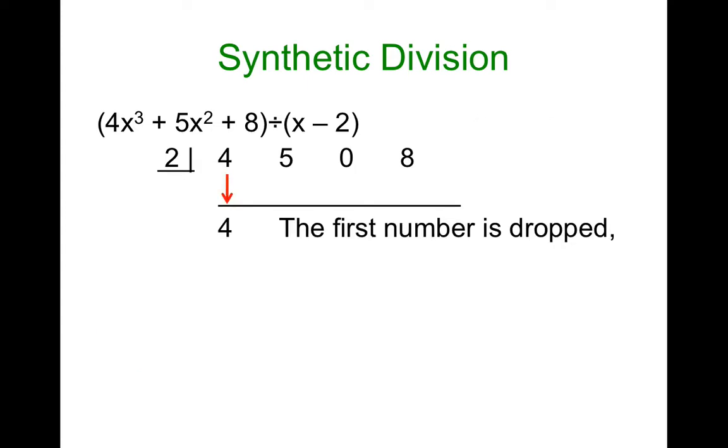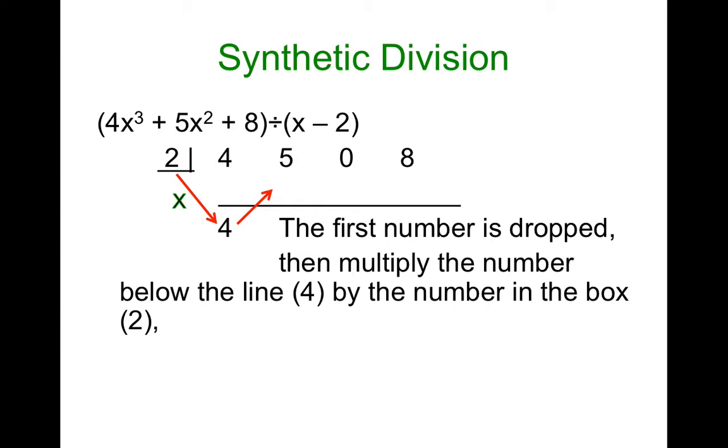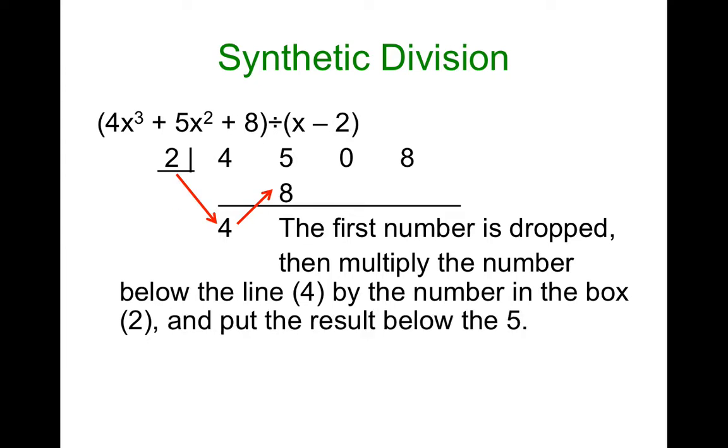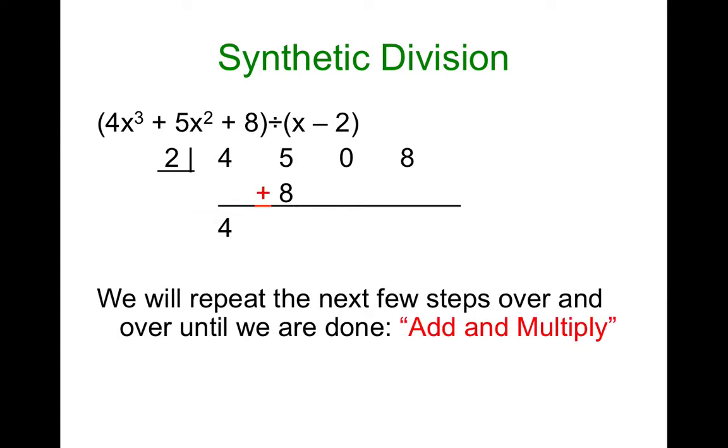Alright, to start, you always bring the first number down, and in this case that's the 4. Then from there you take the number that is in the box, which is our 2, and you multiply by the 4, which is below the line. This step is going to be repeated over and over again. Our 2 times our 4 yields an 8. Now we're going to add and multiply, add and multiply, add and multiply until we're done. So 5 plus 8 gives us a 13.